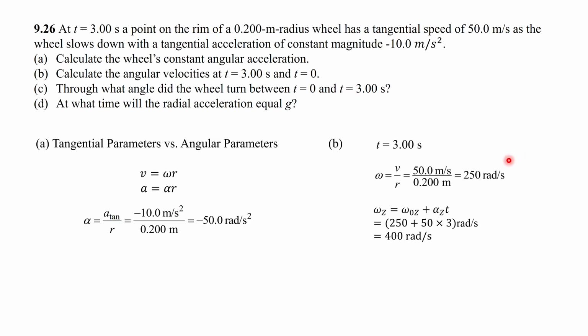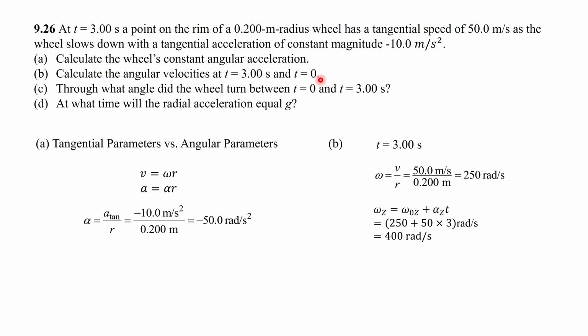So here it is. This is the time. At 3 seconds, we know the speed is 50 meters per second. That's easy. We use the linear speed, or the tangential speed, over the radius. Then we get the angular velocity, 250, and the unit is radian per second. Then let's calculate the angular velocity when time equals 0, the initial point.